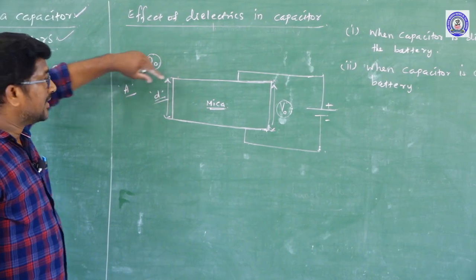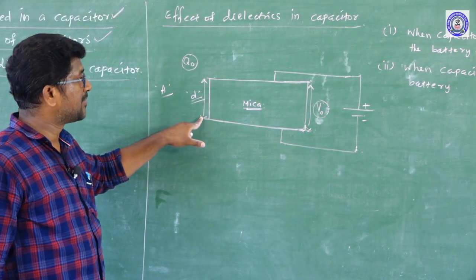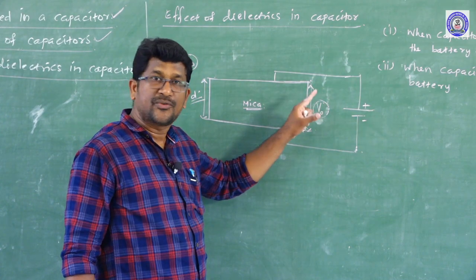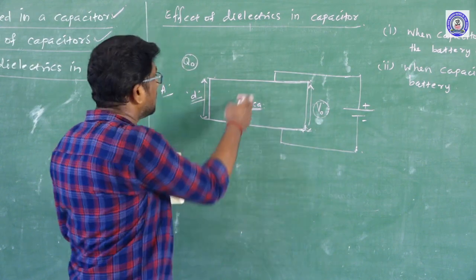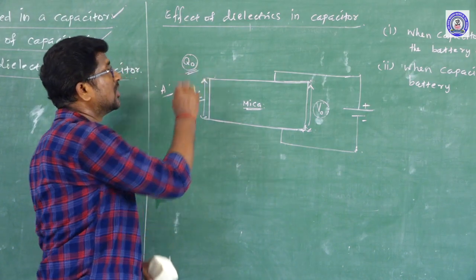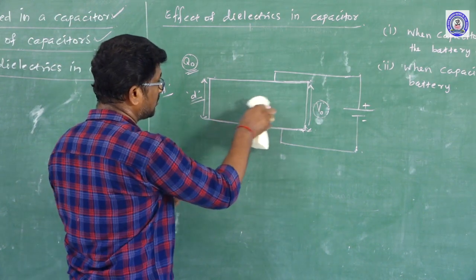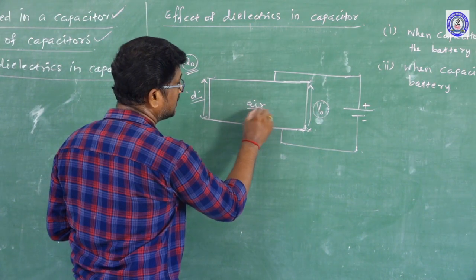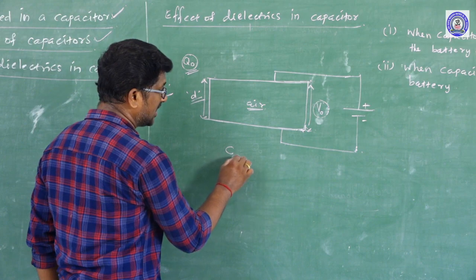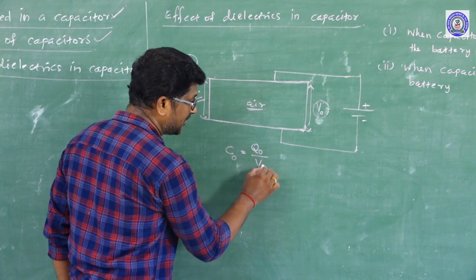Here, A is the area of each plate of the capacitor, and D is the separation between the two plates of the capacitor. Now, the capacitor plates are connected to a battery which provides a potential difference of V naught. So, due to the potential difference, the capacitor plates get charged. The amount of charge in the capacitor is Q naught. Then the capacitance of this capacitor, suppose the medium between the plates is air. Then the capacitance of the air filled capacitor is denoted by C naught. It is given by Q naught divided by V naught.